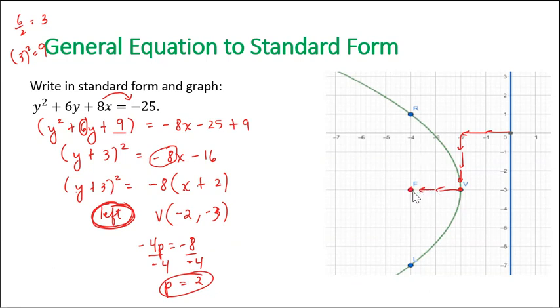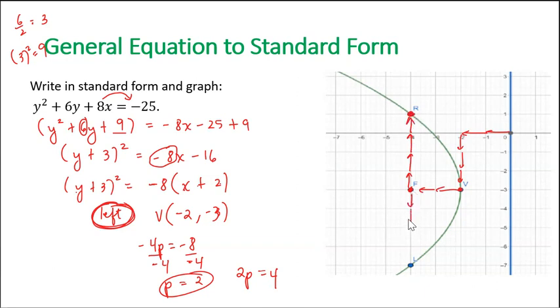Now, the endpoints of the latus rectum will be above and below the focus since the orientation of the parabola is to the left. So that means we need to compute for 2 times p. And in this case, it's going to be 2 times 2, which is 4. So from the focus, we will count 4 units going upward to get the endpoint of the latus rectum.